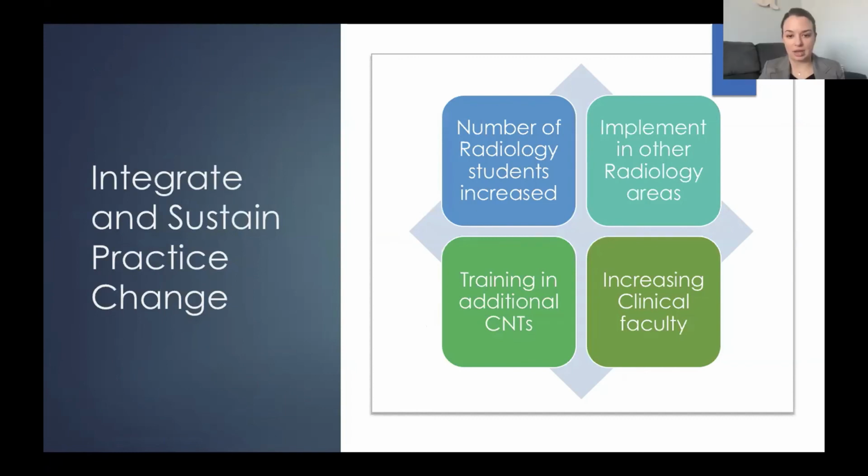So the next step of the Iowa model, we're in between this step and the final step, which is dissemination. This step focuses on integrating and sustaining the practice change. We've been able to do that by increasing the number of radiology students, as well as training in additional CNTs. We have increased clinical faculty due to the increase in number of students. And the institution is looking to implement this sort of clinical rotation, this radiology DEU, in other radiology areas.